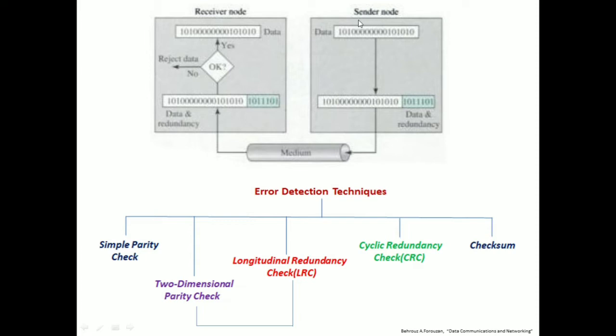This is the sender node. This is the actual data which the sender wants to send. Now this actual data is appended with some redundancy. This is the complete message, that is data and redundancy. It is sent through the transmission medium. Whenever it reaches the receiver node, this complete message, data and redundancy, will be received by the receiver node. Now it is checked. If this particular data is correct, then the receiver is going to retrieve the original message and discard the redundant bits. If this particular message is not correct, then the receiver is going to reject the data.